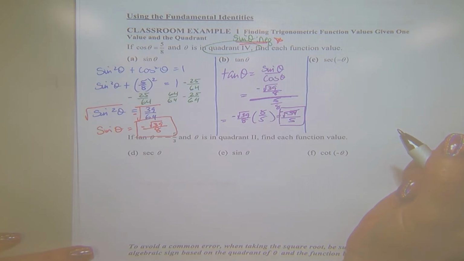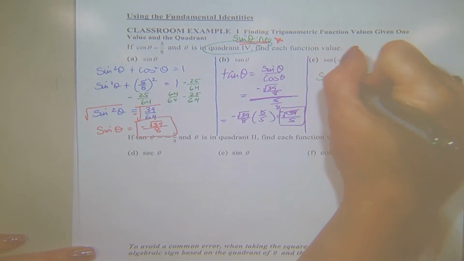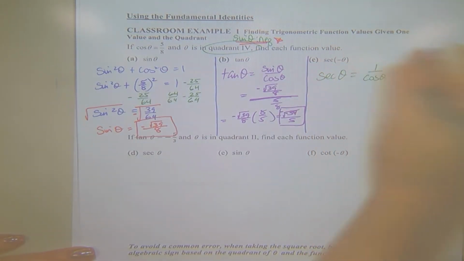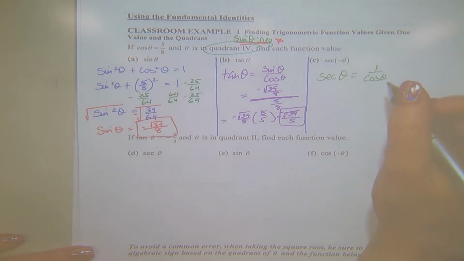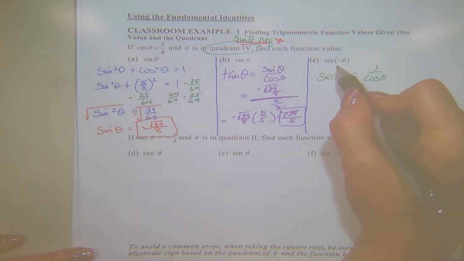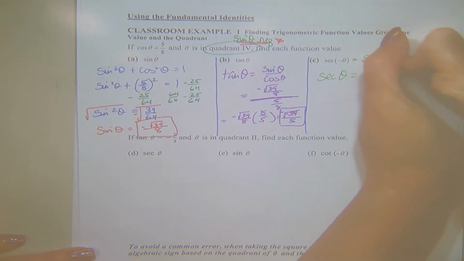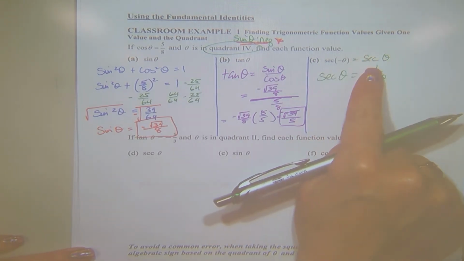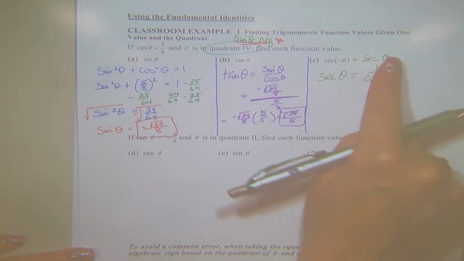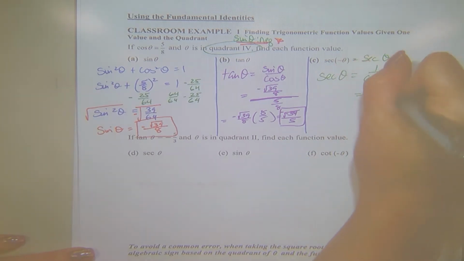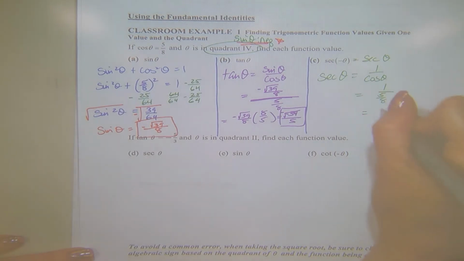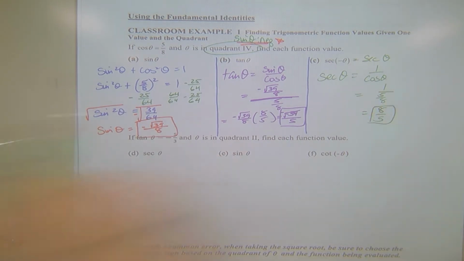And finally, I've got the secant of negative theta. Well, we know that secant theta is 1 over cosine theta. And we also know that secant is even. So secant of negative theta is just the same thing as secant theta. Secant theta is 1 over cosine theta, and cosine theta is 5/8 in this case. The reciprocal of 5/8 is 8/5.